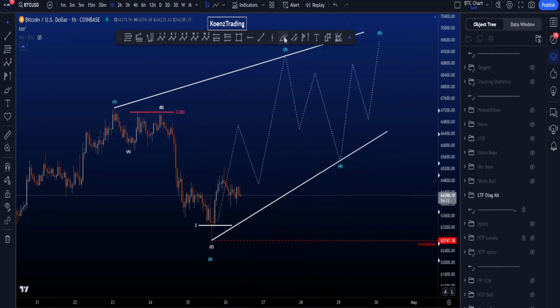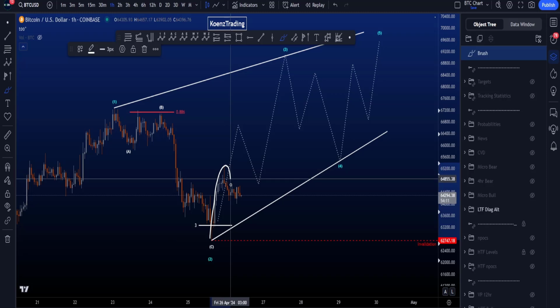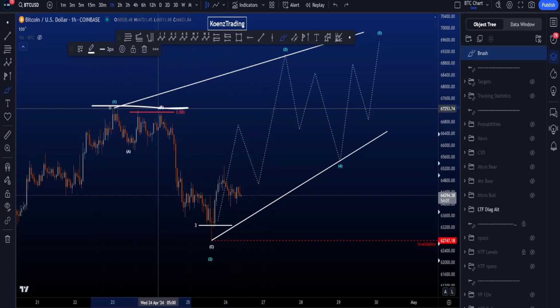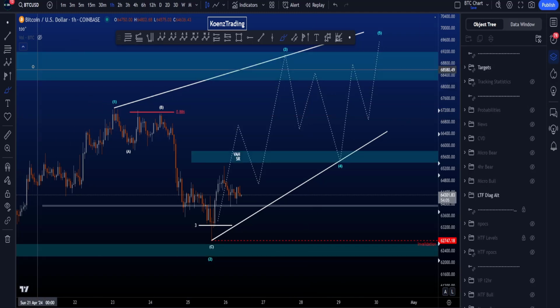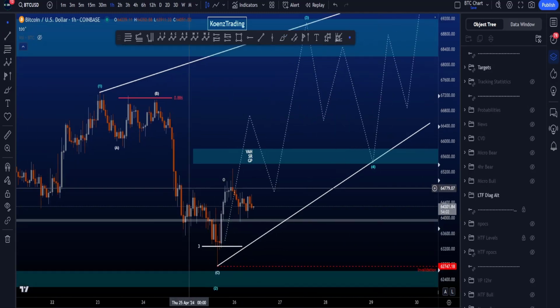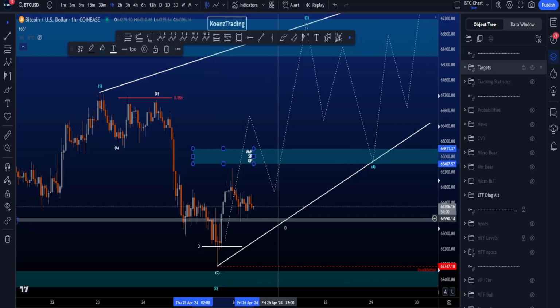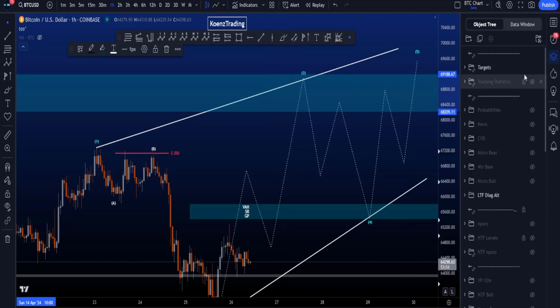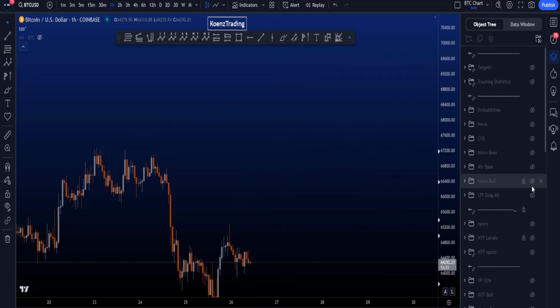Now then we are looking for price to move towards the upside. So we want to see impulsive structures and zigzag structures to the upside because we want to take the high of this wave 1. If we look at the resistance areas to the upside, then we have this blue box here, 65.4k to 65.8k, and then the second blue box here, 68.2k to 69.2k.